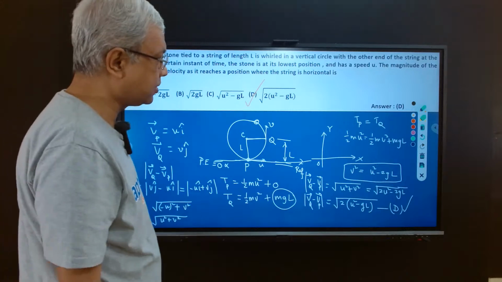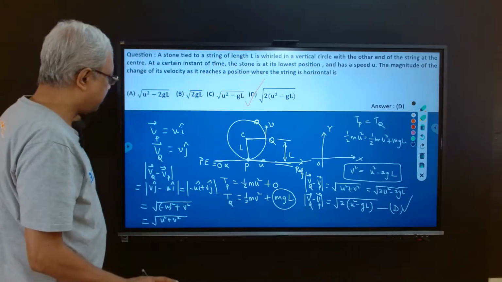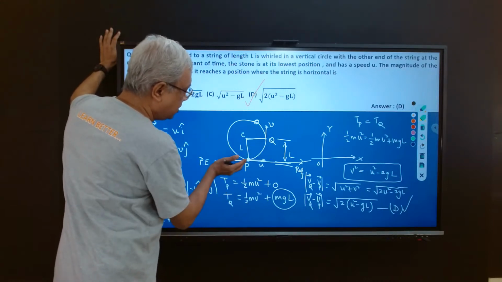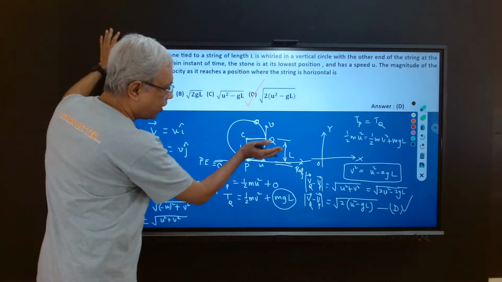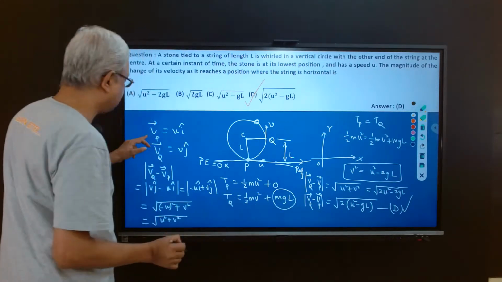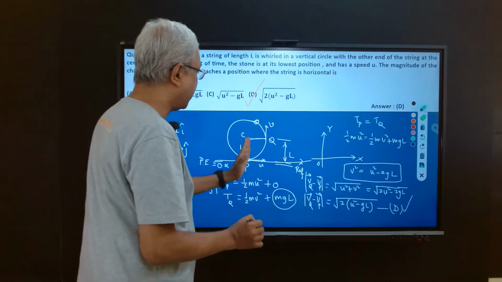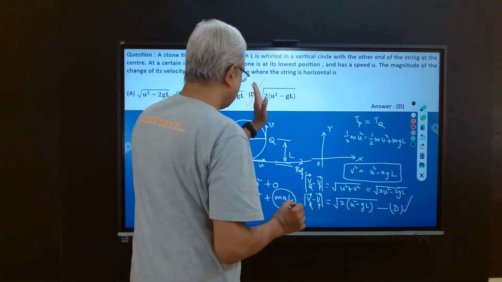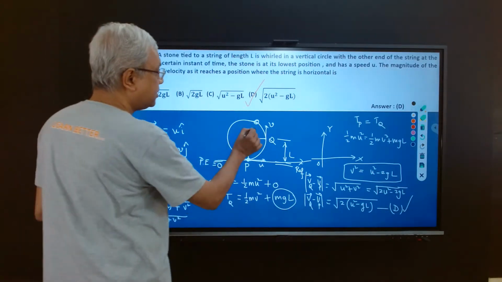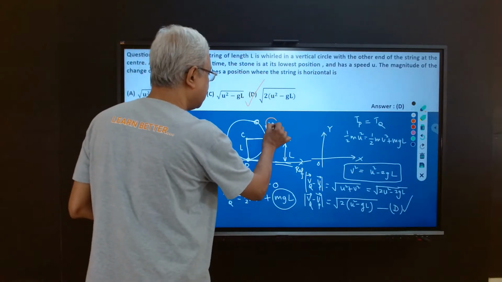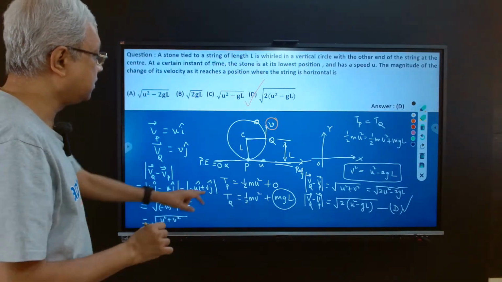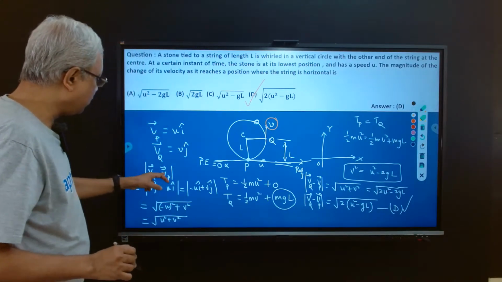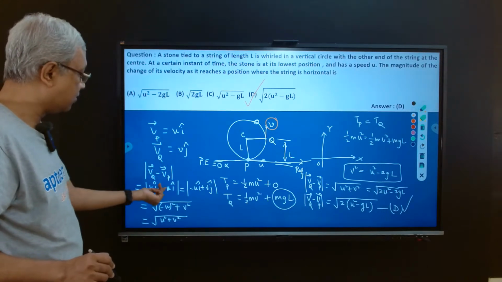I hope this is clear. Simple calculation: at this position the velocity is tangential to the circle and it is basically in the horizontal direction, the x direction. So velocity Vp is U i cap, and at this position when the string is horizontal, the velocity is tangential to the circle, and therefore Vq I can write as Vj, if I assume that V is the magnitude of the velocity at Q. So Vq minus Vp is actually Vj minus Ui.